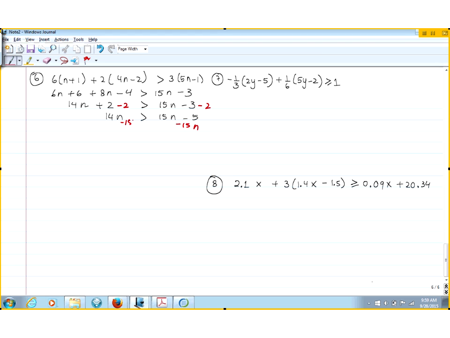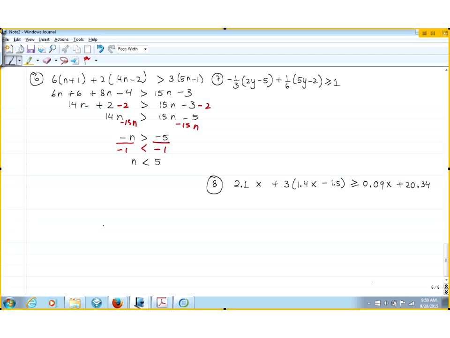And then what? You subtract 15n from both sides. So what is 14n minus 15n? Negative n is greater than negative 5. Good. So now what do we do? Yes, divide both sides by negative 1. Remember to switch the sign. So n is less than 5.